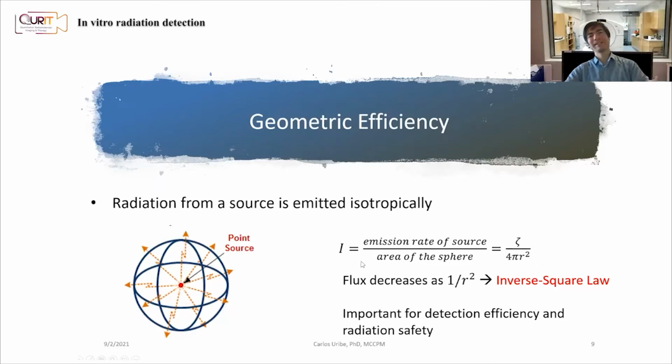This one is important, of course, for the detection efficiency, but it's also very important in terms of radiation safety. Something that we're going to see as we go is that the dose to a patient or the dose to staff decreases as 1 over r squared, and it's exactly because of this. So for radiation safety, you want to stand as far away as you can from the source, and that's going to reduce the dose to you, because of exactly this sphere.